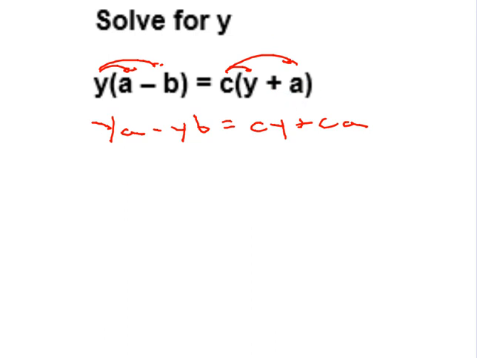Now what I want to do is get y to the same side of the equal sign. I can easily do that by moving this whole term right here. So if I want to move all of cy, I'm just going to subtract cy on both sides. That goes away. All I have left is ca on the right. I still have ya minus yb on the left, and I can't combine it, so I'm just going to write it as minus cy. This is probably the most tricky part right here.